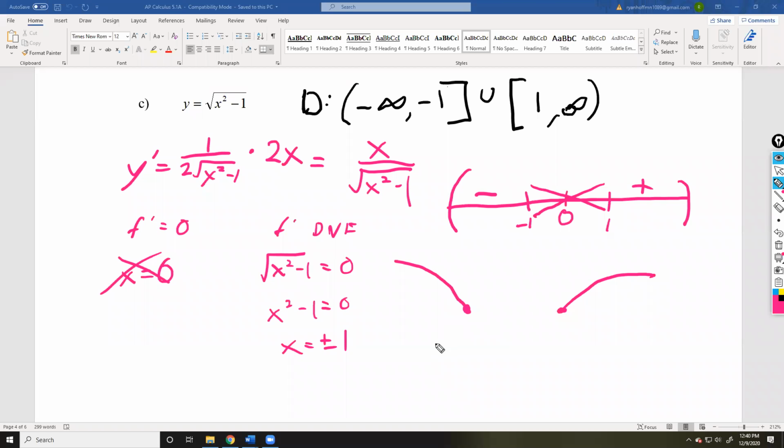So since we are decreasing to this point and then stopping, and we are starting at this point and increasing, these are both going to be a minimum. And they're going to be absolute minimum. So absolute min.